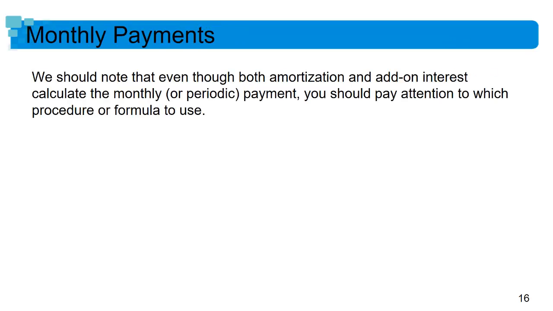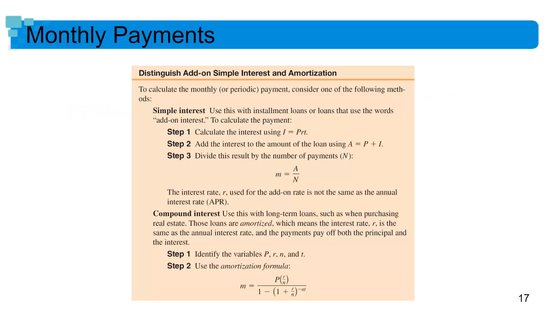We should take note, though, that even though both the amortization and the add-on interest methods calculate the monthly or periodic payment, you should pay attention to which procedure or formula to use. There are some simple differences, and it's all about looking for keywords, right? If you're faced with a problem, a test question, homework question, whatever, and it says add-on interest somewhere, then you want to use the simple interest formula.